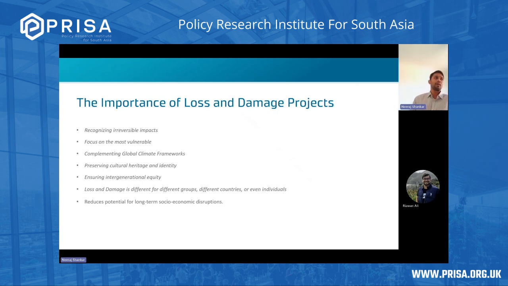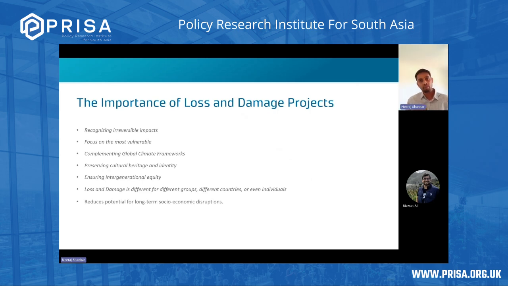And some other high level bullet points on the importance of loss and damage projects are preserving the cultural heritage and identity, ensuring intergenerational equity, because often loss and damage can be quite different to different communities. Loss and damage for me is different to loss and damage for Rizwan Bhai.